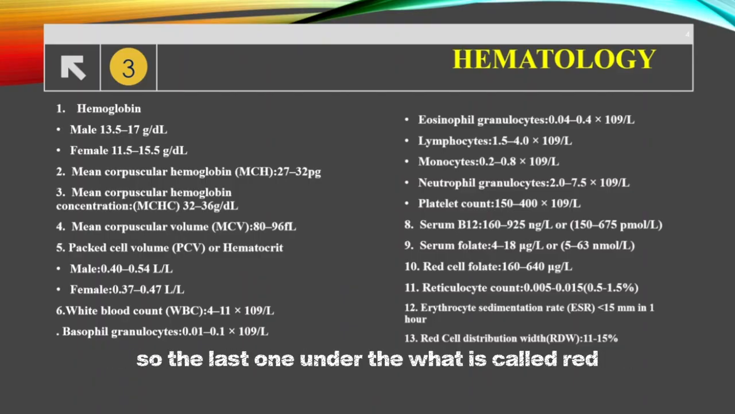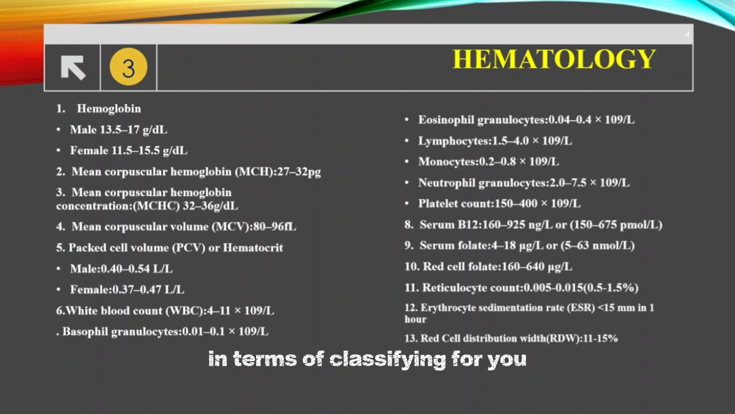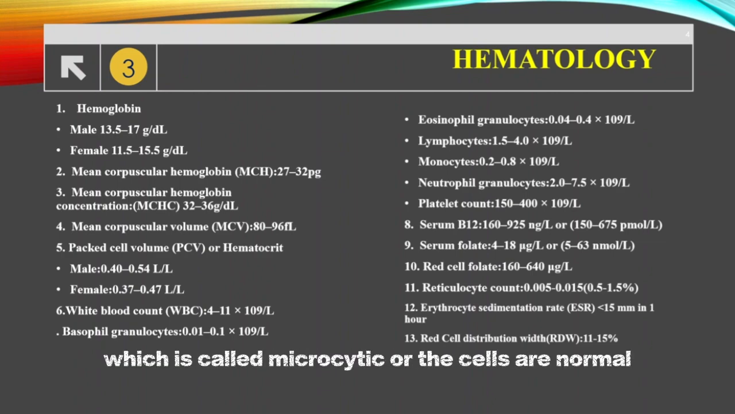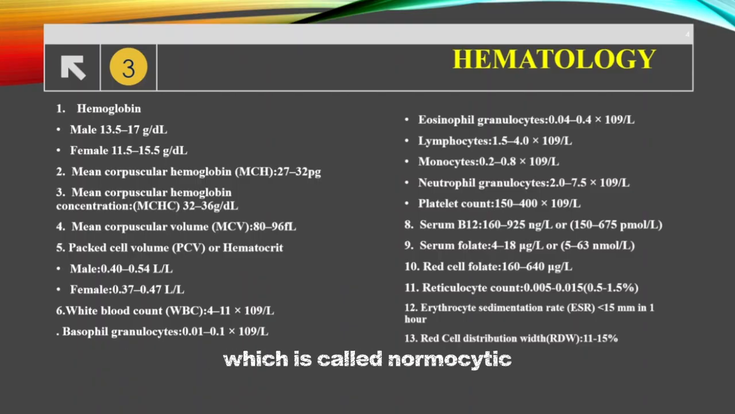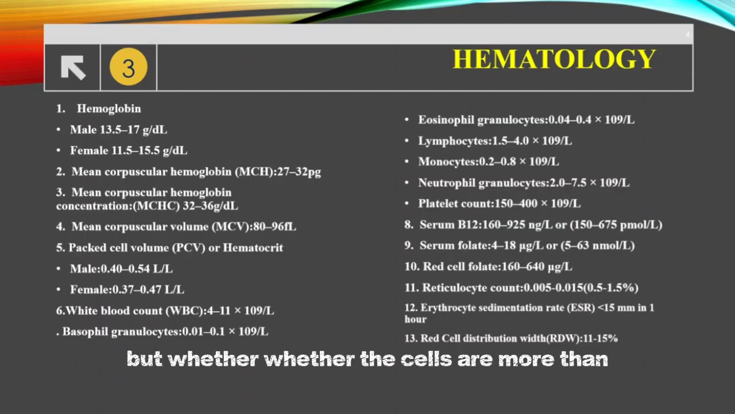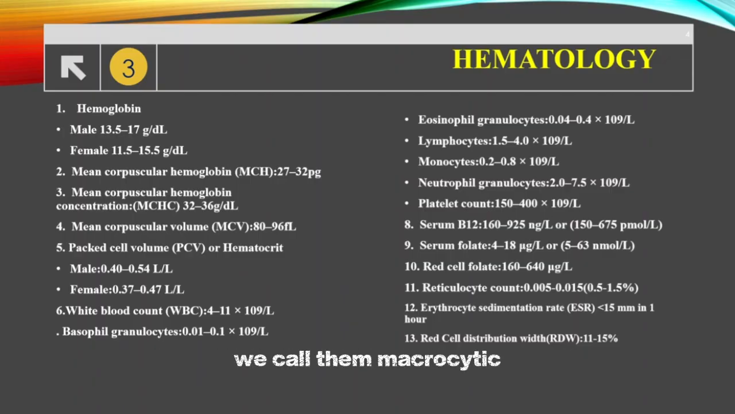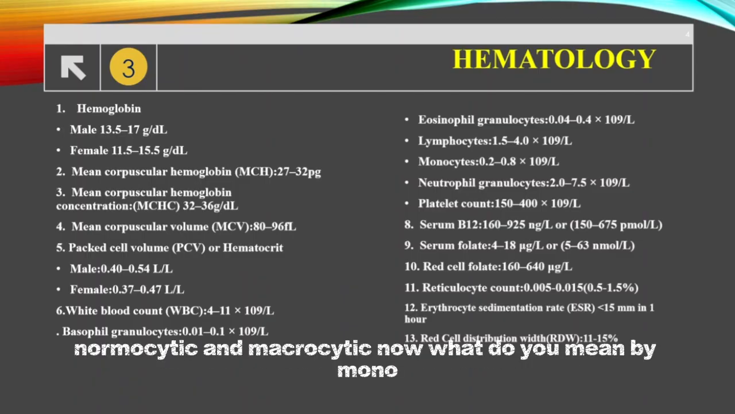So the last one under the red blood cell indices is mean corpuscular volume. Mean corpuscular volume is the most useful one for classifying anemia according to morphology, as in whether the cells are small, which is called microcytic, or normal, which is called normocytic, or larger, which we call macrocytic. So you can classify anemia as microcytic, normocytic, and macrocytic.